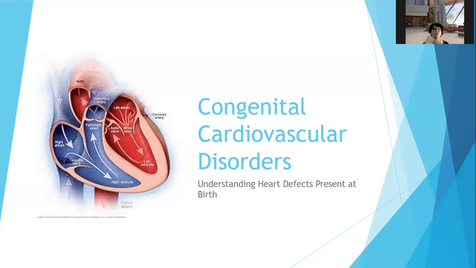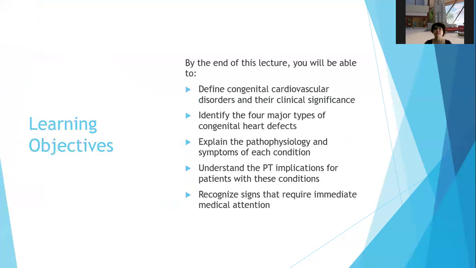Some of them have to do with just the arrangement of things. And as you know, all the parts of the heart kind of work in lockstep together to pump properly. So if one of those parts is either missing or not working correctly or arranged differently, it's just not going to work. So we're going to look at congenital cardiovascular disorders and their clinical significance, the four major types of congenital heart defects, pathophysiology and briefly symptoms of each condition, and the PT implications. And again, as always, we're going to look for the signs that require immediate medical attention.